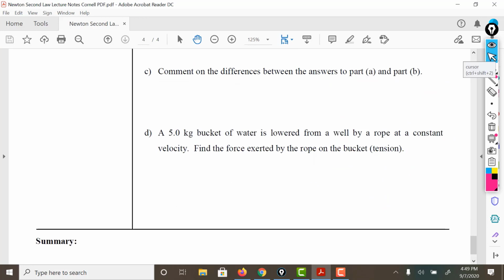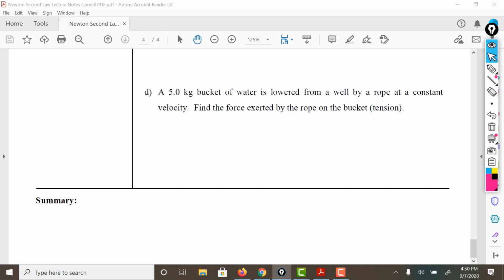The differences between part A and part B. In part A, they gave us a weight, right? And in part B, they gave us a mass. So that was one big difference. And another one was in part A, it was accelerating upward, and in part B, it was accelerating downward. And that change in acceleration direction actually changed the signs. It affected what is positive and it affected what is negative.